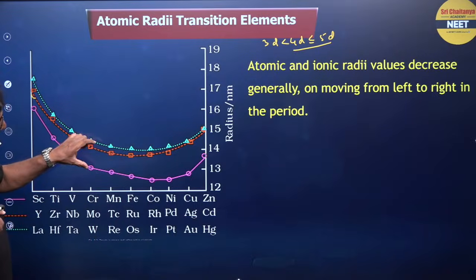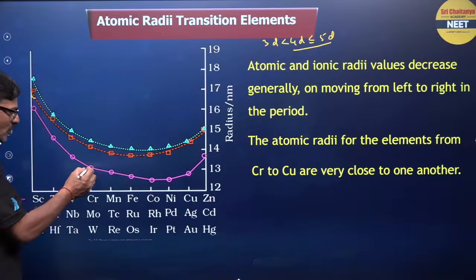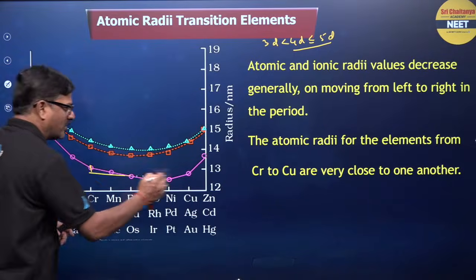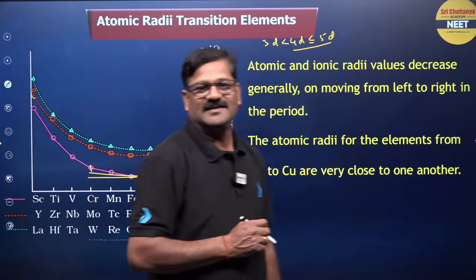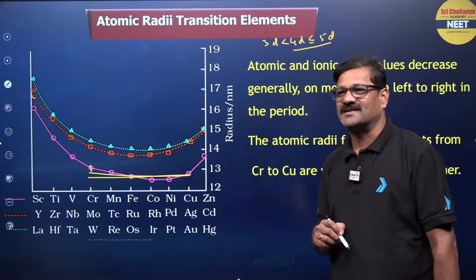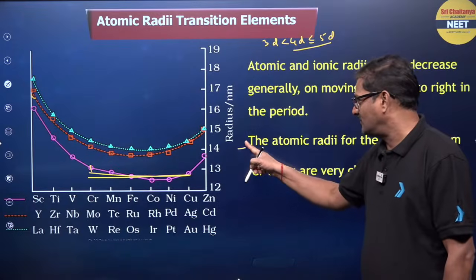The observation is that the atomic radii of the elements from chromium to copper are very close. You can see chromium here, from here it is decreased. Chromium to copper is very close because of the screening effect. That's very important. These are the observations.